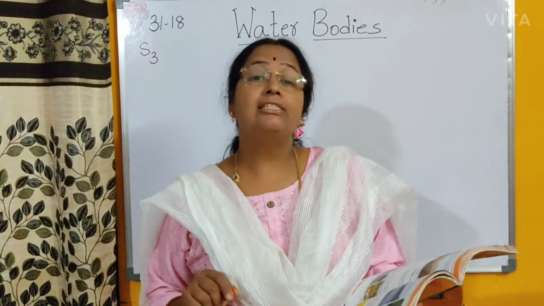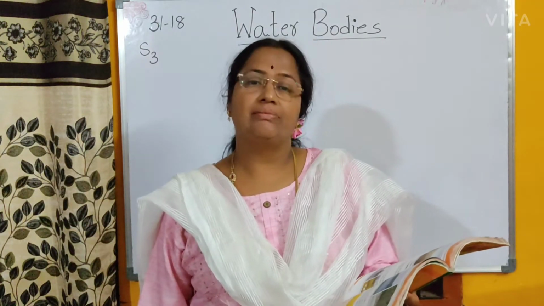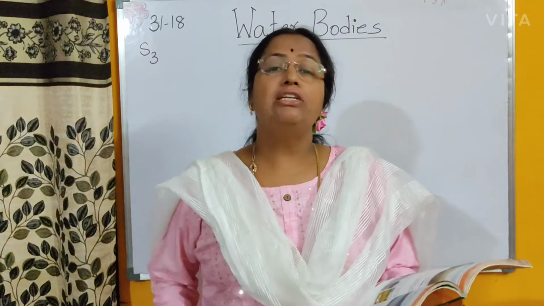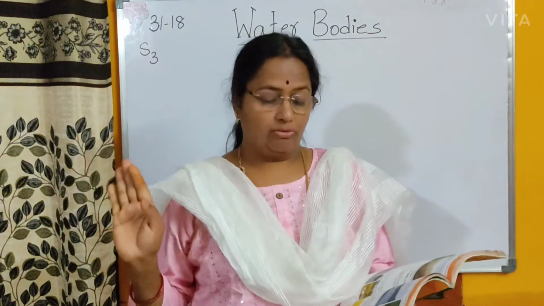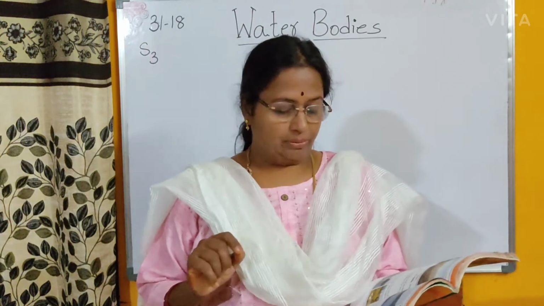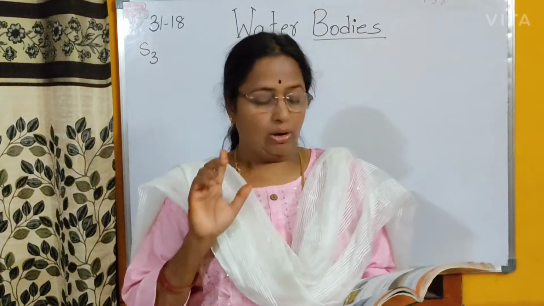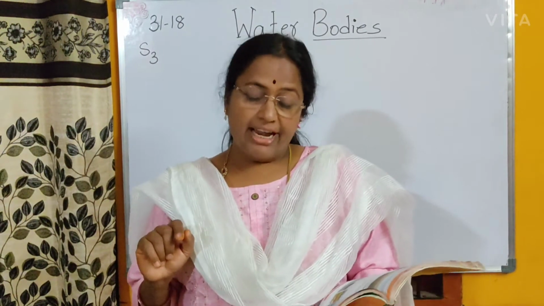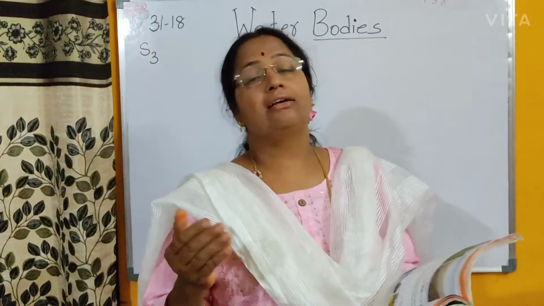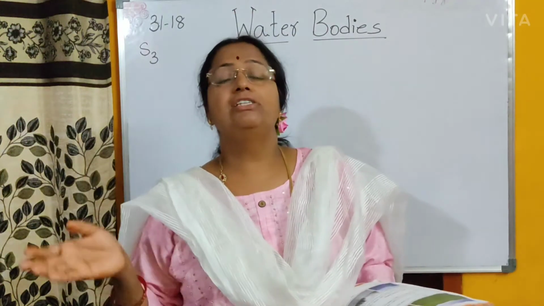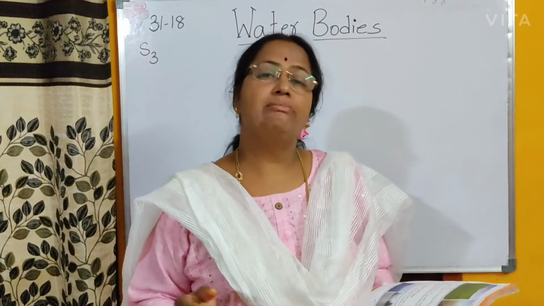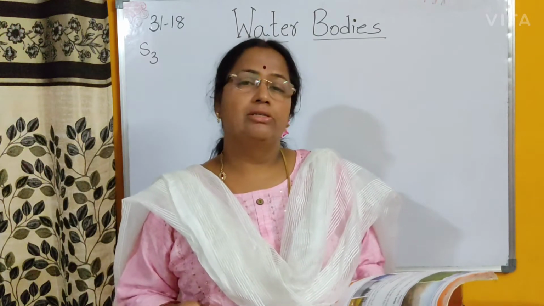Seas and oceans are very big water bodies and have salt water in them. Rivers have fresh water. We can drink it. But sea water, ocean water, will be salty. Streams are narrower than rivers. What is the same between rivers and streams? There will be flowing water in rivers and streams. Rivers are bigger, whereas streams are narrower. So that is the difference.